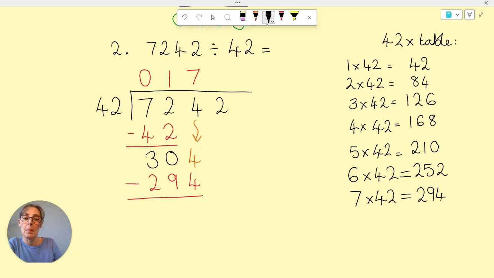And then change it back to black. 4 take away 4 is 0. 0 take away 9. So we've got to cross the 3 out, turn it into a 2, carry 1. 10 take away 9 is 1. 2 take away 2 is 0.